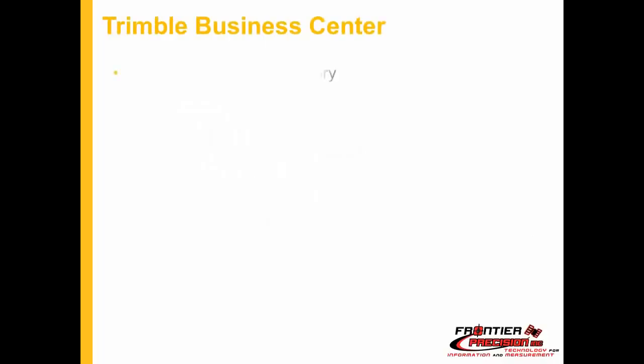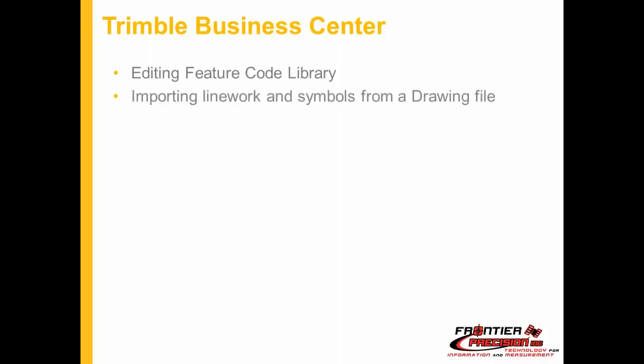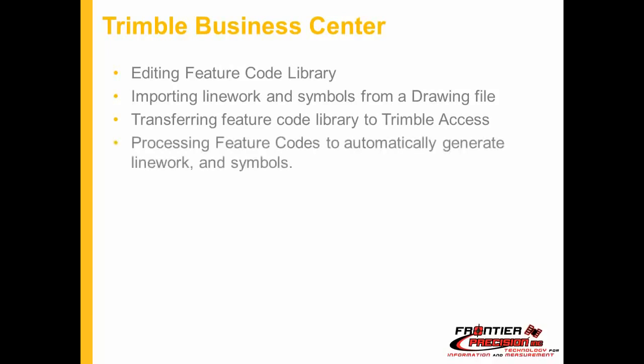In Trimble Business Centre, we will edit the feature code library. This will mean that it will be the same as the line and symbol database that comes from Civil 3D. We'll import line work and symbols from our drawing file, transfer feature code libraries to Trimble Access, and process feature codes to automatically generate line work and symbols, exporting data to Autodesk Civil 3D.